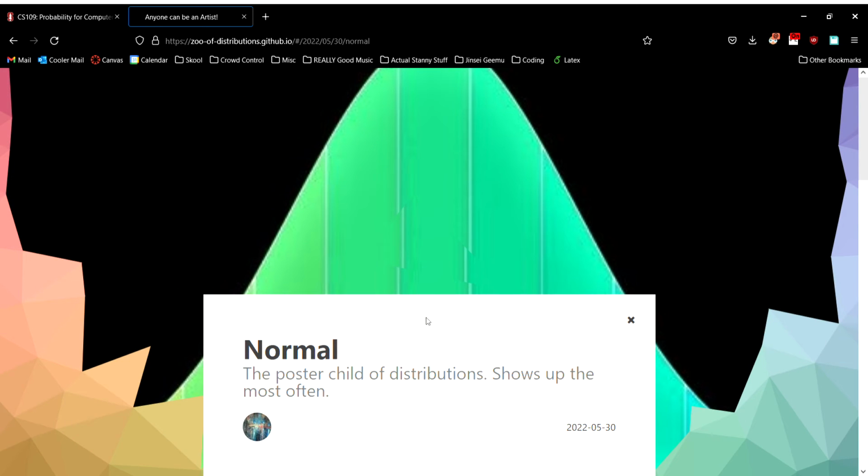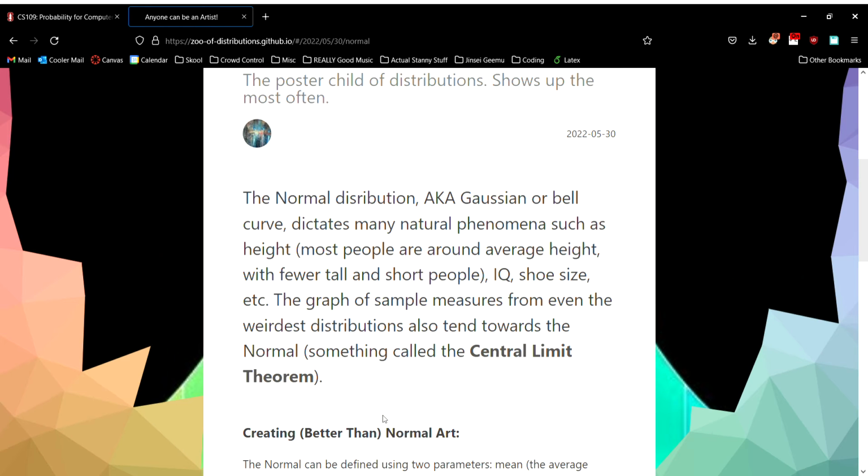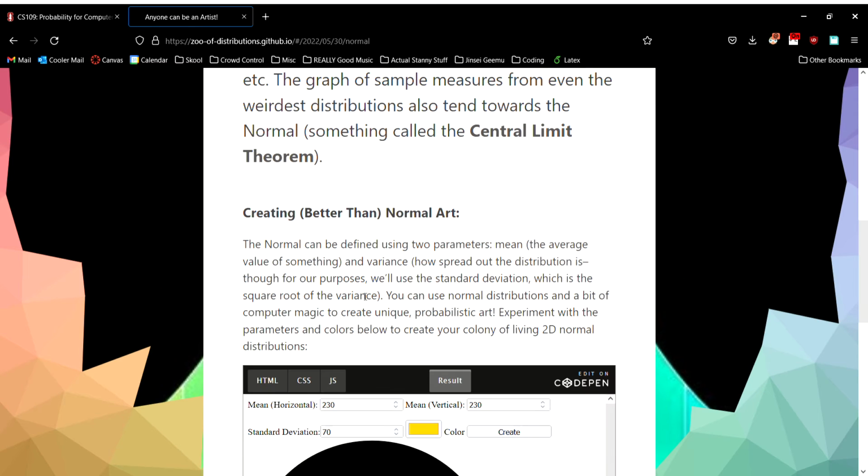When we click the normal, we're brought to a page where we can learn a little bit about it, such as where it's used in real life and the parameters that describe it. Notice that the normal has two parameters, which are the mean and variance, and you can read a little bit about what each one of those means.